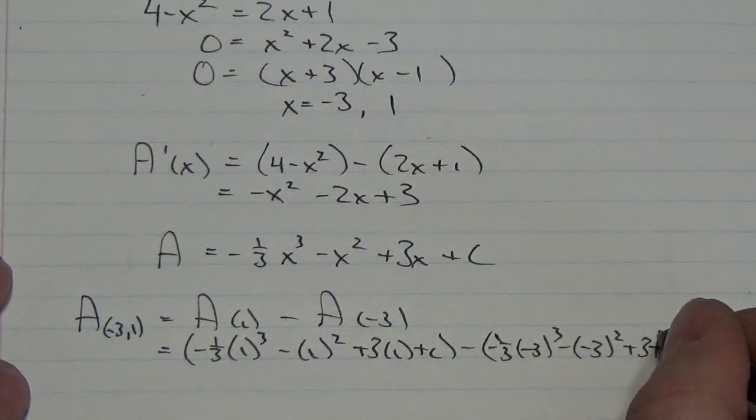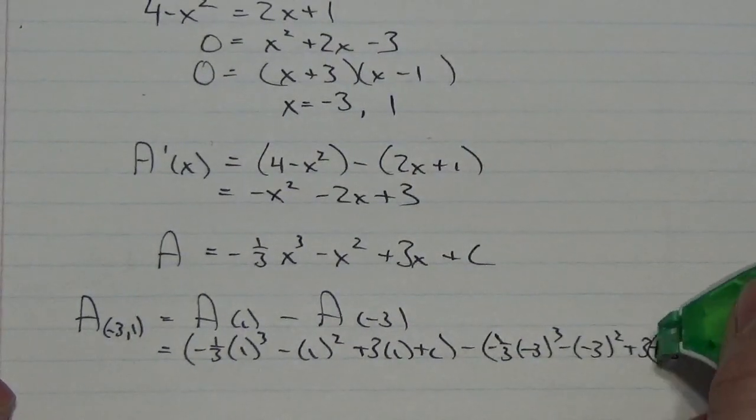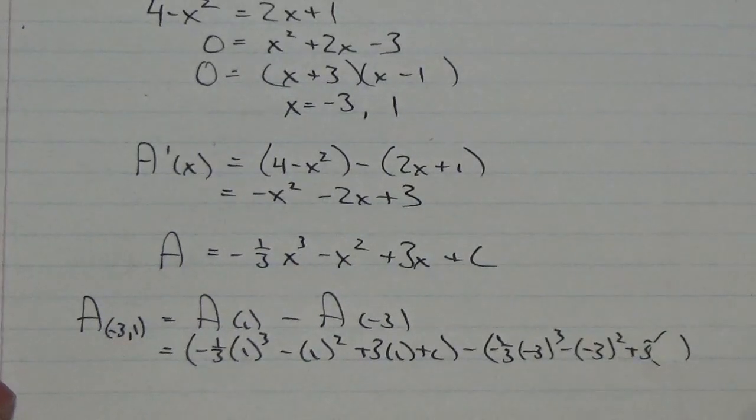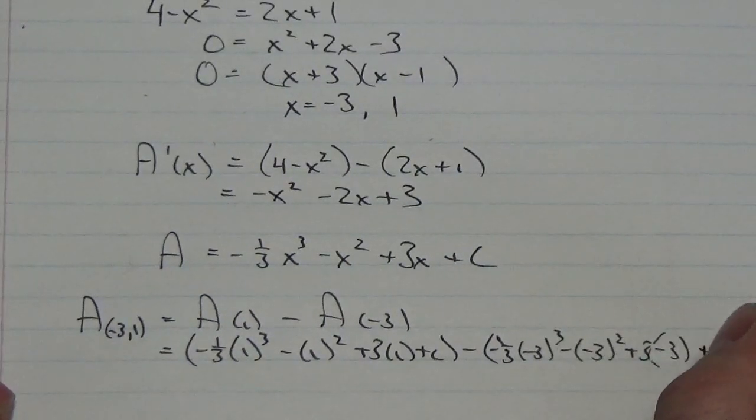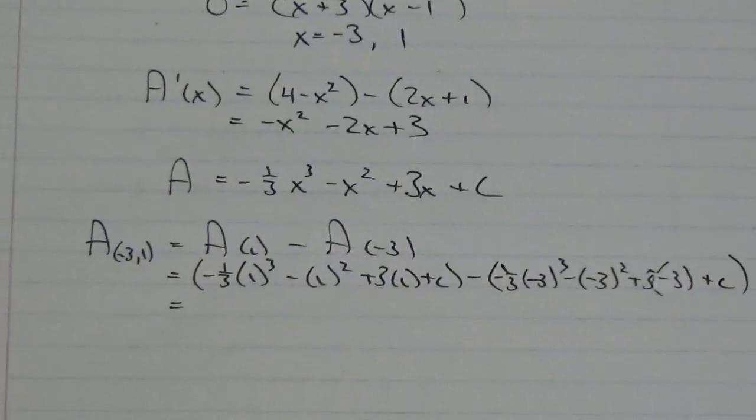Wait a second, 3 times, oh, I see what I was doing there. Let me just fix that real quick. 3 times negative 3 with a plus c at the end there. Now, I've already gone through and done that work there.